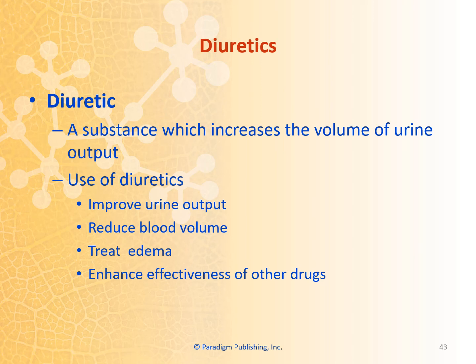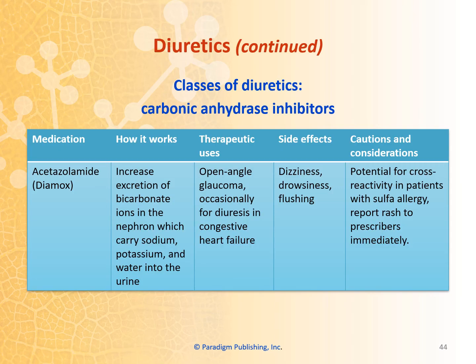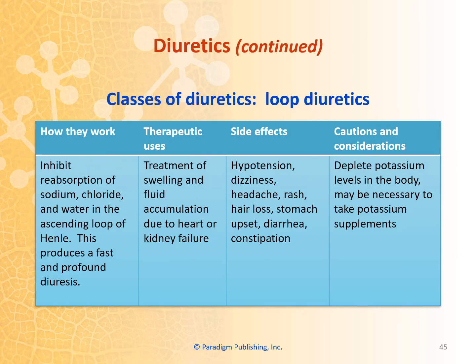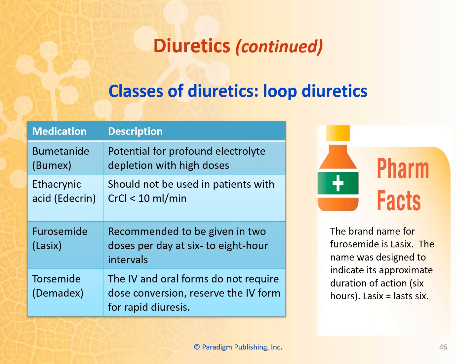Diuretics are a substance which increases the volume of urine output. They're used to improve urine output, reduce blood volume, treat edema, and enhance effectiveness of other drugs. Classes of diuretics: the carbonic anhydrase inhibitors such as Diamox. Loop diuretics, ones that you'll see most often are furosemide. The way they work is they inhibit reabsorption of sodium, chloride, and water in the ascending loop of Henle. This produces a fast and profound diuresis. Furosemide, as I mentioned, Lasix, Demadex, Bumex. These are all very common diuretics that you'll probably see.